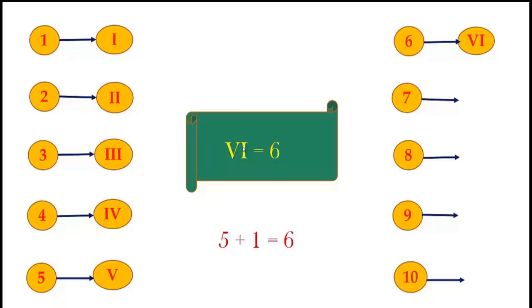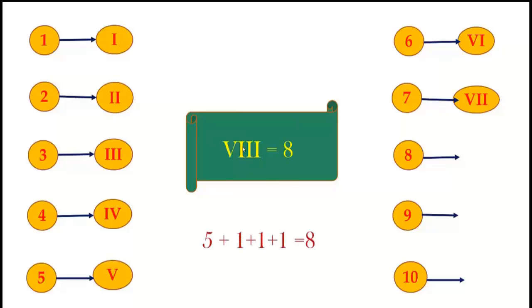Can you guess how to write 7 using the same principle? Yes, VII. That is 5 plus 1 plus 1, which will give you 7. Similarly, 8 is written as 5 plus 1 plus 1 plus 1. So, the Roman numeral for 8 is VIII.